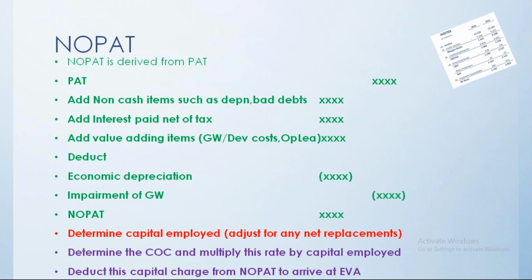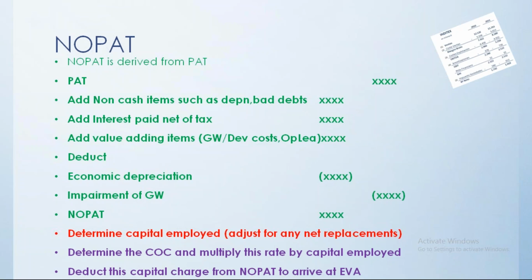Net operating profit after tax is simply that you take the profit after tax and add all non-cash items such as depreciation and bad debts, because all those are book entries we have provided based on certain arbitrary accounting methods we are using. Add all those. Also add the interest paid, net of tax, because interest is deducted before taxes.